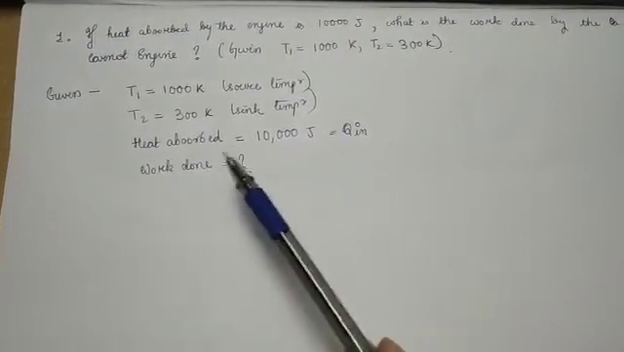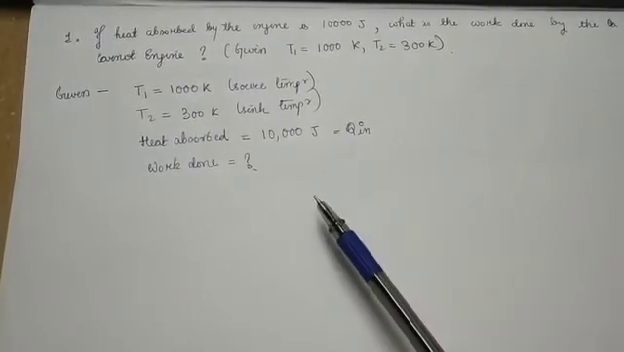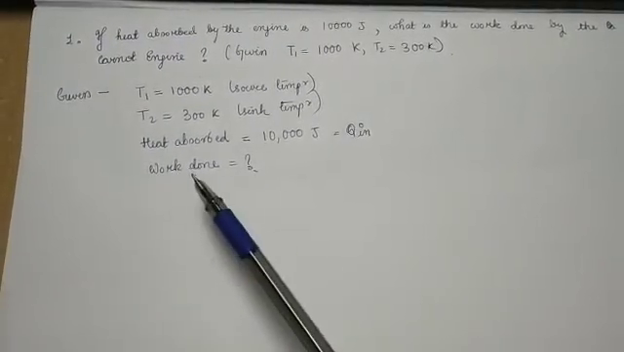And since it is heat absorbed, that means this is the Q in, that is the heat that is going inside the system. Right? And we have to calculate what is the work done.